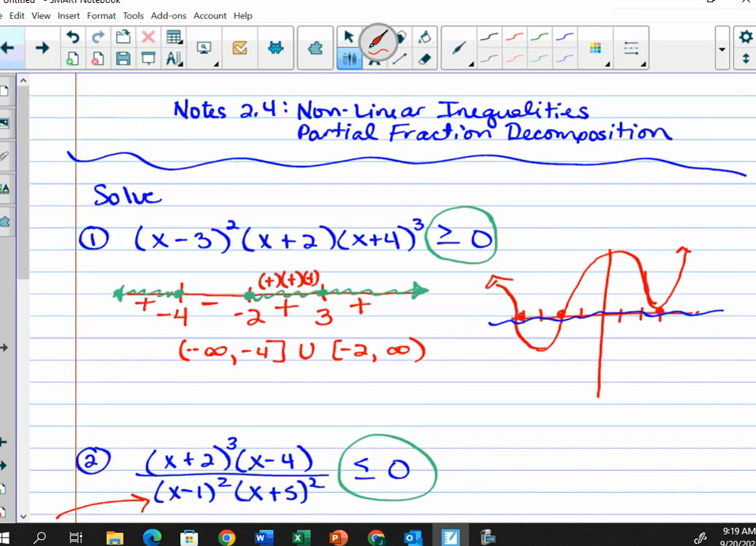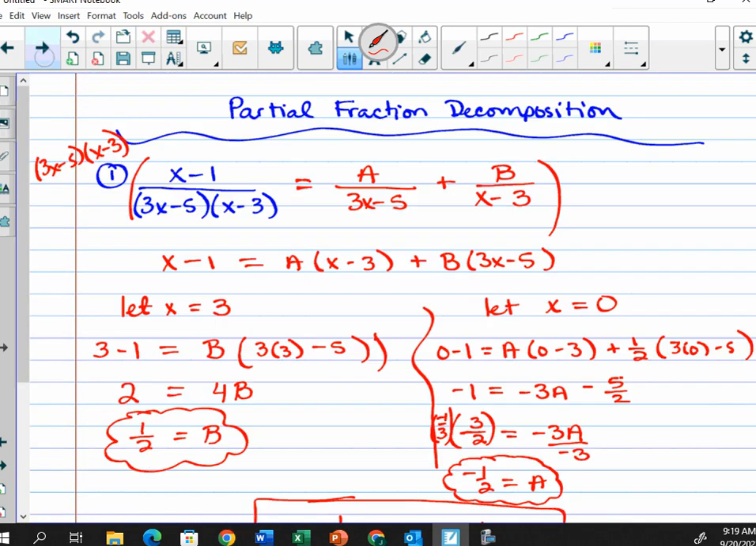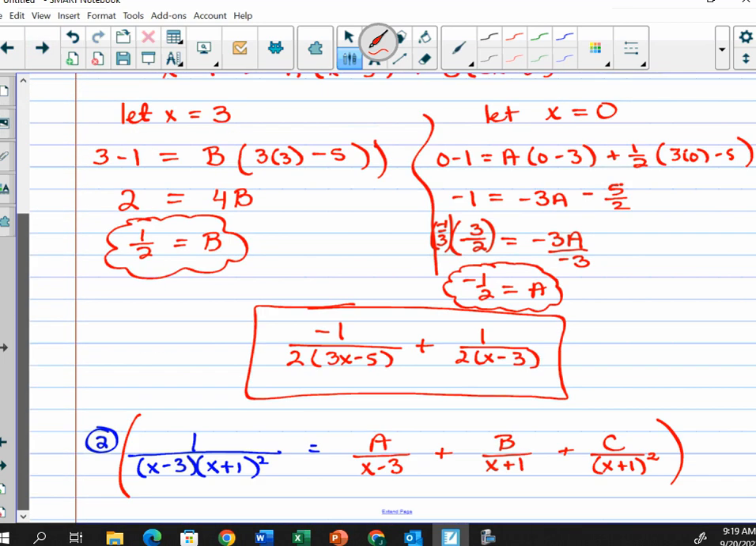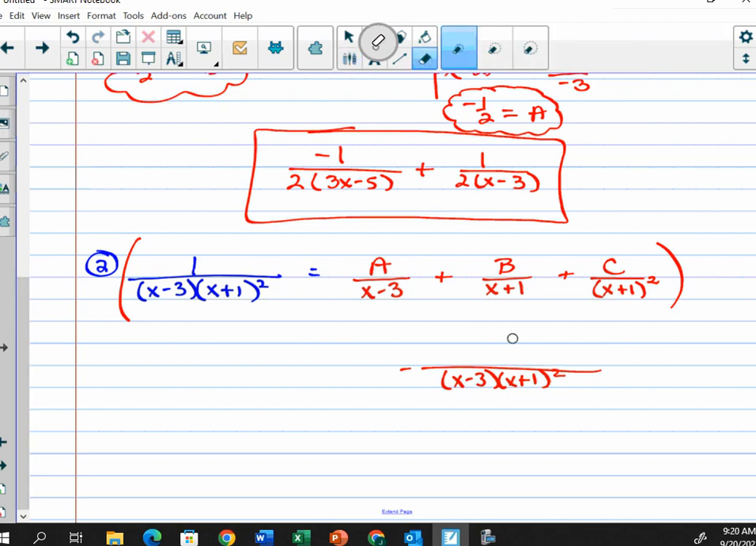Okay, so back here, I went the wrong way. There we go. If you actually found a common denominator here, it'd be x minus 3 times x plus 1 squared. You see it? Okay. Yes.